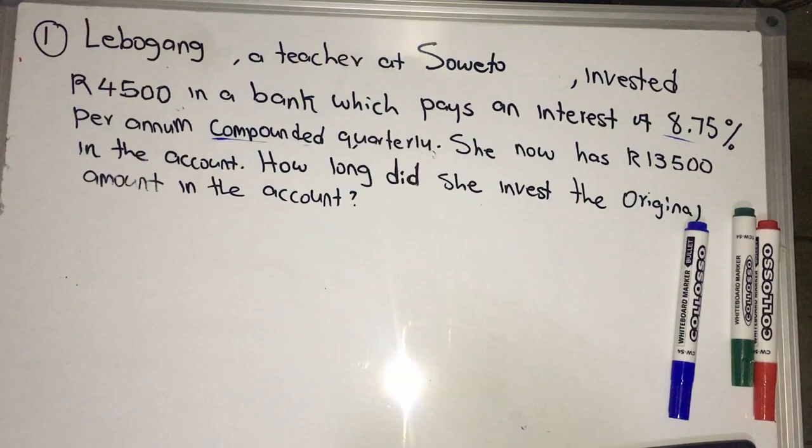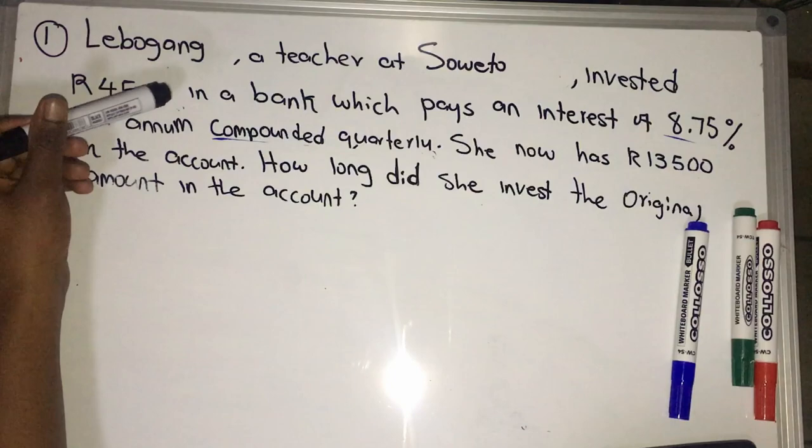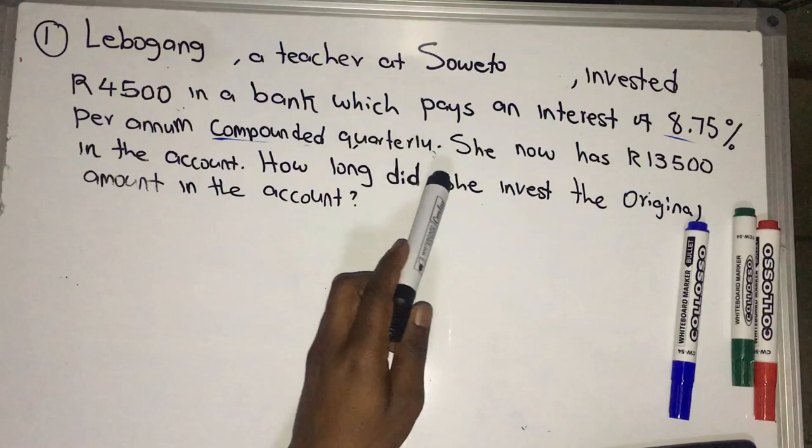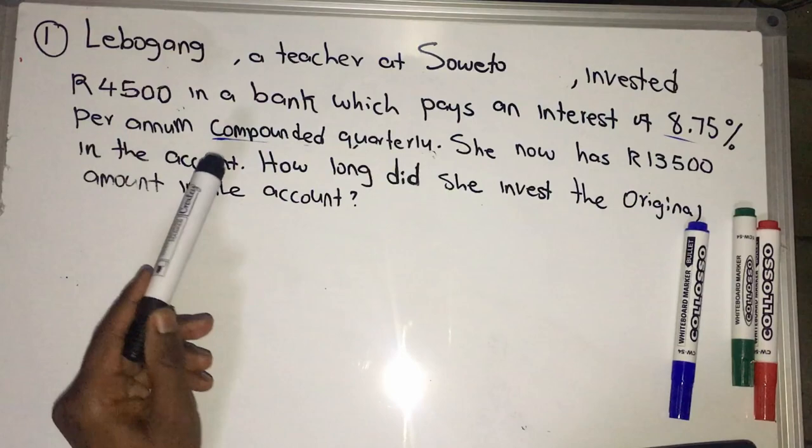Okay, here is the question. Lebogang is a teacher in Soweto. So Lebogang invested 4,500 in a bank which pays an interest of 8.75% per annum compounded quarterly. She now has 13,500 in the account. How long did she invest the original amount in the account?